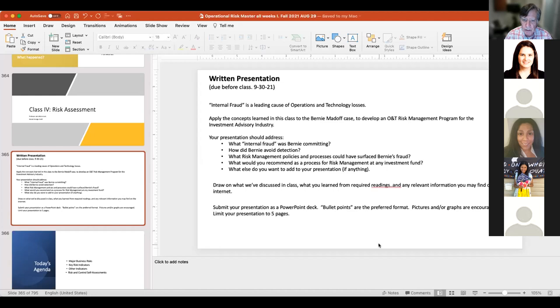Draw on what we discussed in class and your notes, or from any of the required readings, or any relevant information you may find on the internet. There's tons of information about this case on the internet. On the Ponzi scheme, basically? About his Ponzi scheme and whatever else he was up to. You'll be able to get that on the internet. I think the notes and the book are going to be sufficient. The notes go a long way.